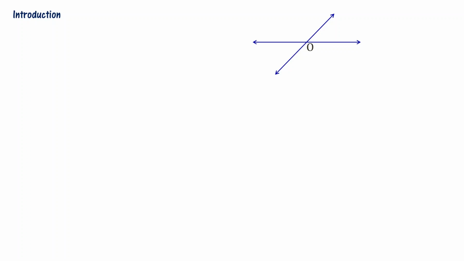Observe this figure. Here we have two lines, right? Let me say that this is line L and this is line M. They are intersecting at point O, right?